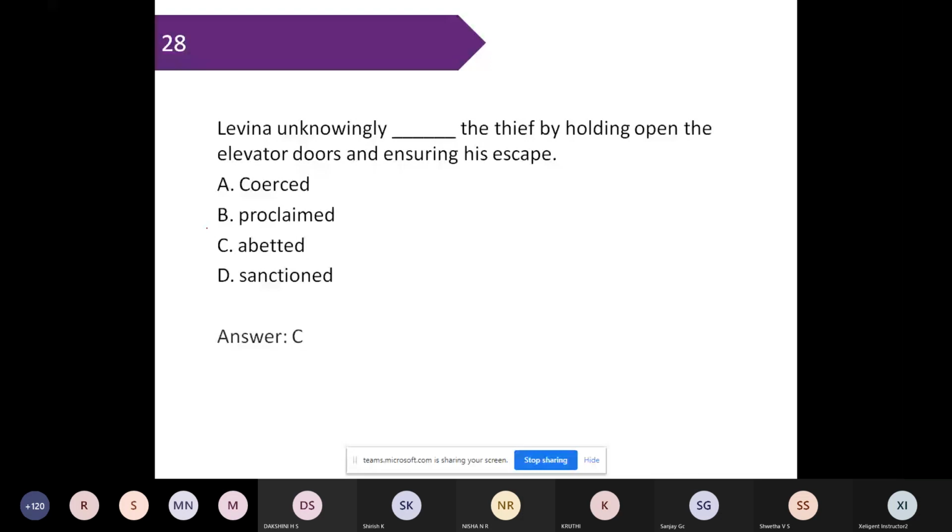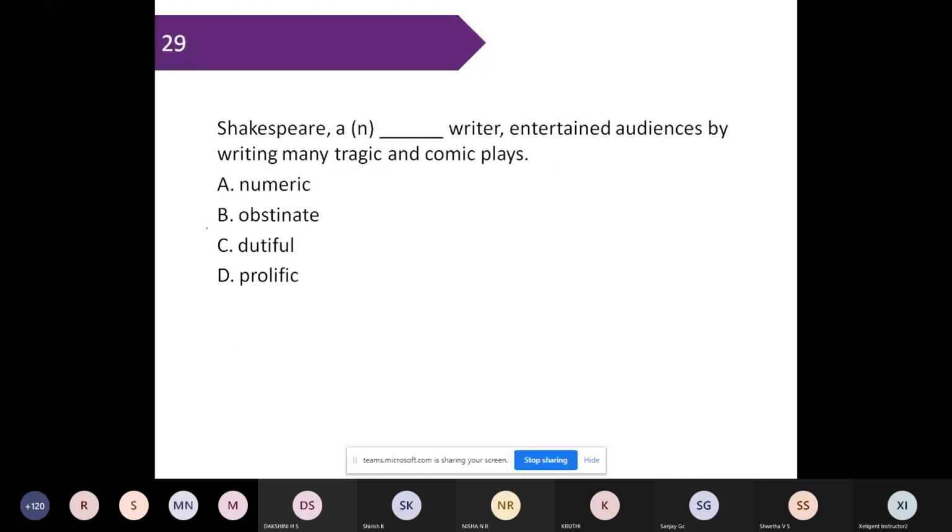Question number 29. Shakespeare, a or an, both are possible depending upon the next word which we put in the blank. Shakespeare, a or an, blank writer, entertained audiences by writing many tragic and comic plays. What is the correct answer? You can go for the guess word.